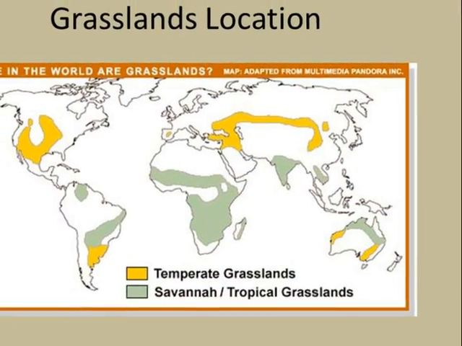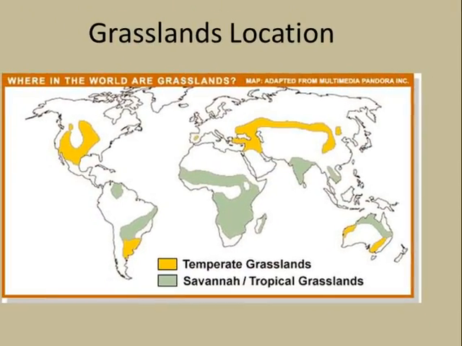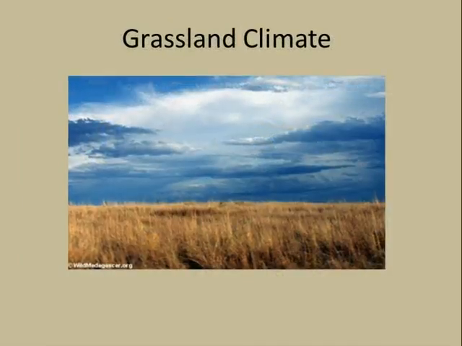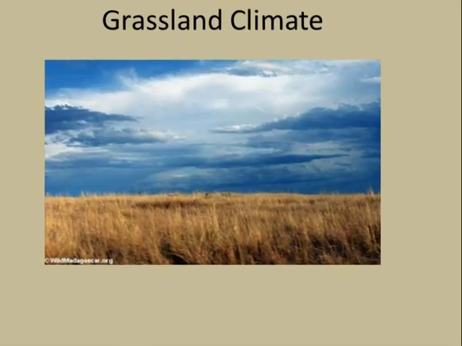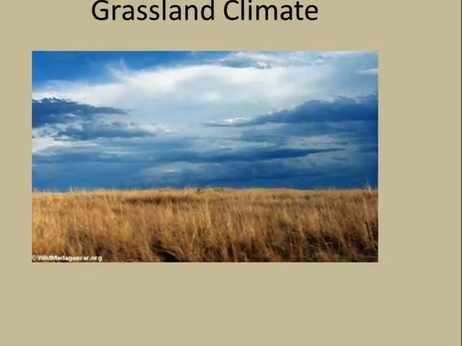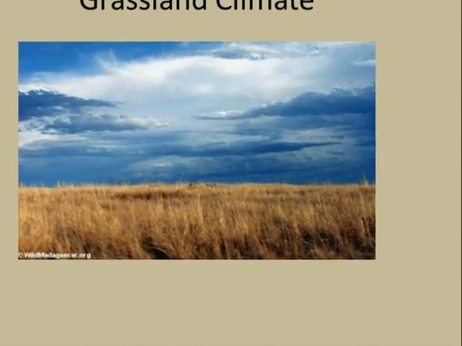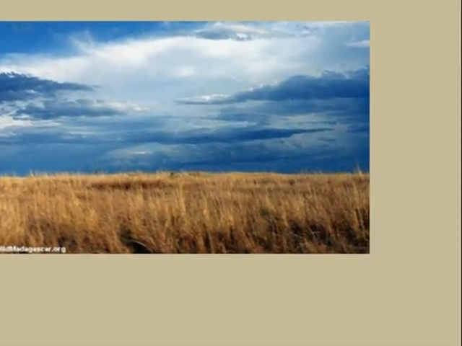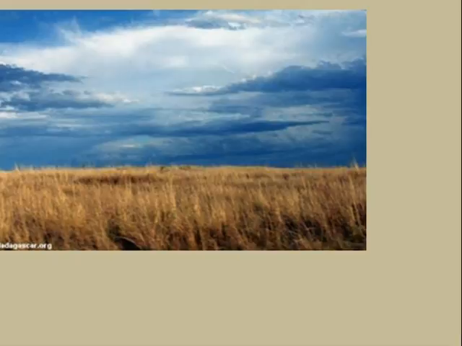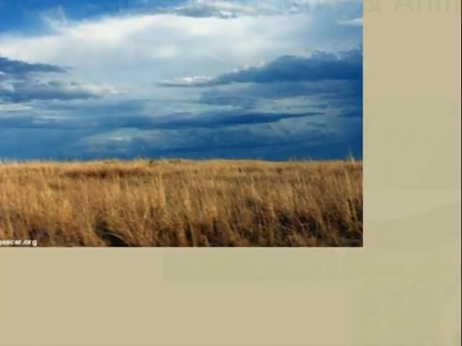As seen here, grasslands are located on 6 out of the 7 continents. On average, grasslands have hot summers that can be over 100 degrees Fahrenheit and cold winters that are as low as -40 degrees Fahrenheit. They typically get between 10 and 35 inches of precipitation a year. Most of it occurs in the late spring and the early summer.